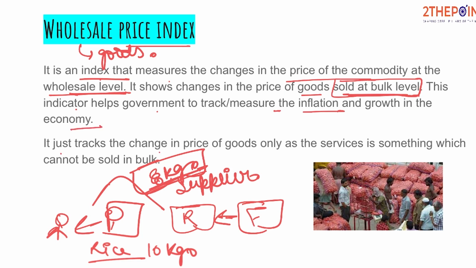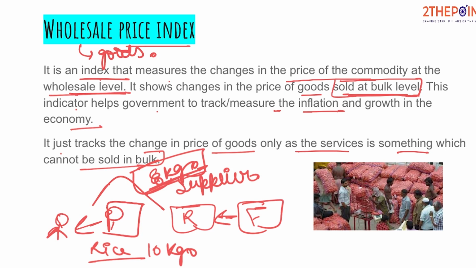It just tracks the change in the price of goods only, as services cannot be sold in bulk. That is pretty obvious. Goods are something which you can get in bulk, like 10 kgs of rice, or 50 kgs or 100 kgs. But how do you get services in bulk? Because service is something which is very perishable and it has to be provided at the point of sale. It cannot be stored.